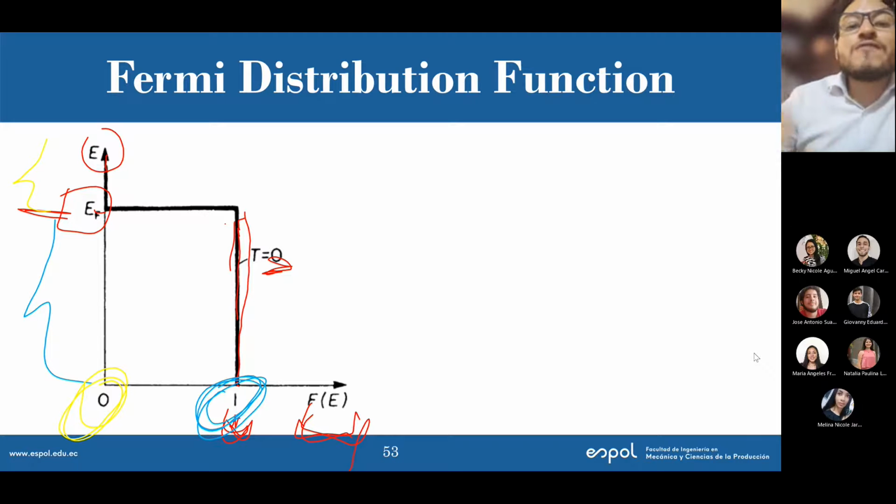So what you can say from the Fermi energy now, if just with this graph you were asked to mention a concept of what the Fermi energy is, what will you say about this Fermi energy?